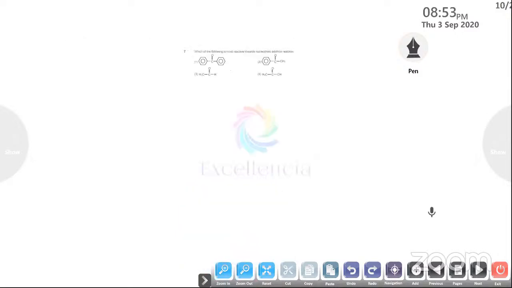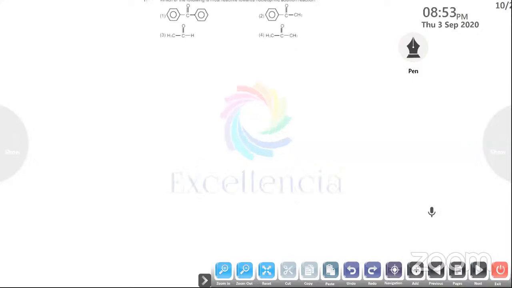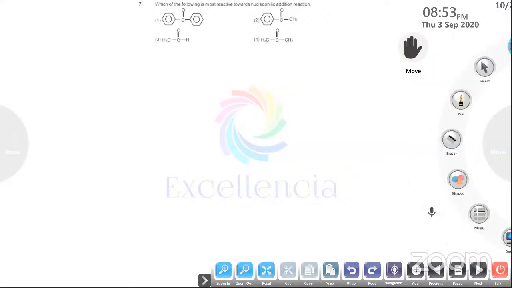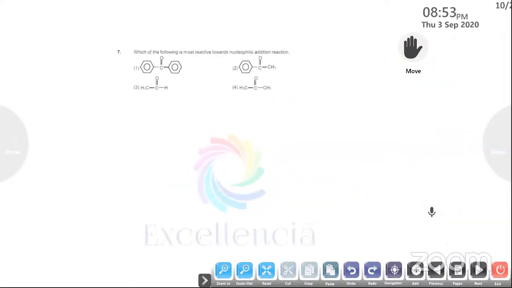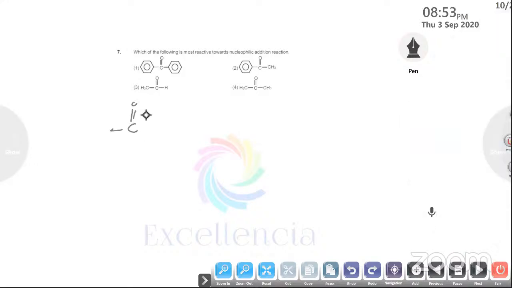Which of the following is most reactive towards nucleophilic addition? So, you know, nucleophilic addition is favored by two conditions. The first condition is that on the carbonyl carbon there should be more positive charge. The second condition is that the steric crowding should be less. There should be less steric crowding and more positive charge on the carbon.